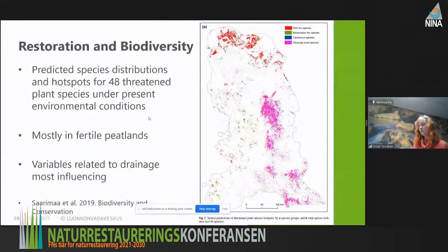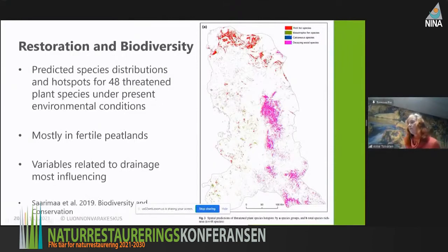So what we produced first was we utilized the threatened plant species data and predicted the species distribution of 48 threatened plant species across the country. This map is of the Aapamaa region, which is in the north, and it shows where the hotspots of these species are located in the landscape, and what are the environmental variables explaining the distribution of these 48 threatened species.